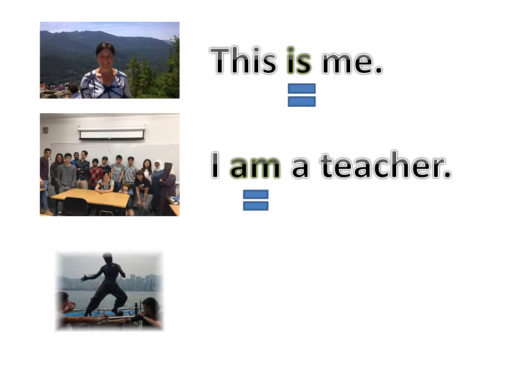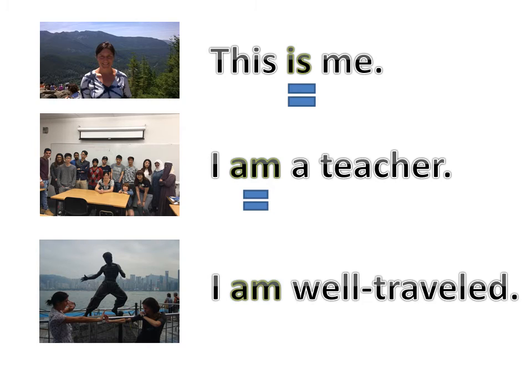This is me. I am a teacher. I am well-traveled. In all three of these situations, the be verb acts as an equal sign between the subject and what comes after.